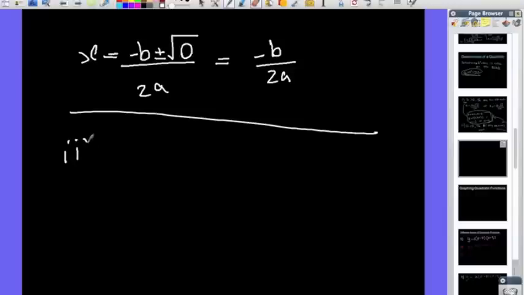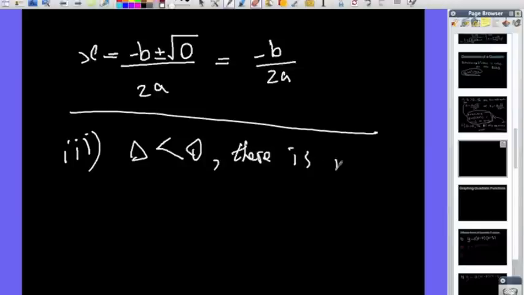Okay, and the third one: if delta is less than 0, that means there is no real solution.